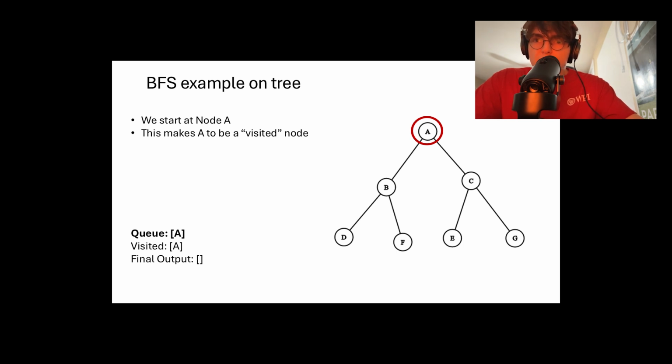As you can see by the red circle, that's what's in the queue. And this marks A as a visited node.